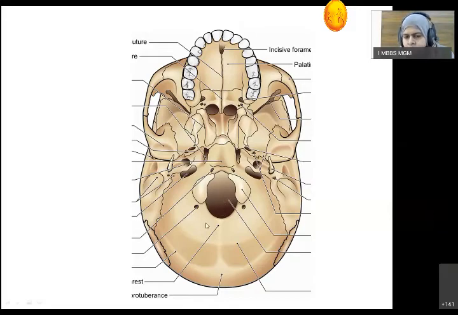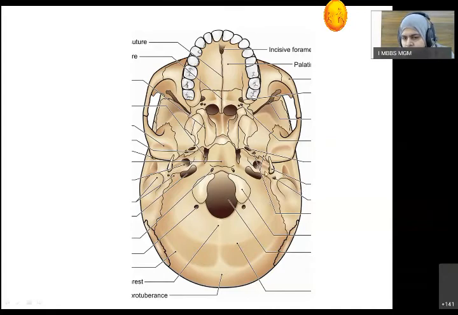Behind that, in the middle portion, there is a bony elevation known as the external occipital protuberance. From this protuberance to the posterior margin, there is a crest known as the external occipital crest. From the external occipital protuberance, two curved lines go laterally; these are known as the superior nuchal lines. From the middle of the crest, lines pass which are known as the inferior nuchal lines. This is the squamous part of occipital bone.